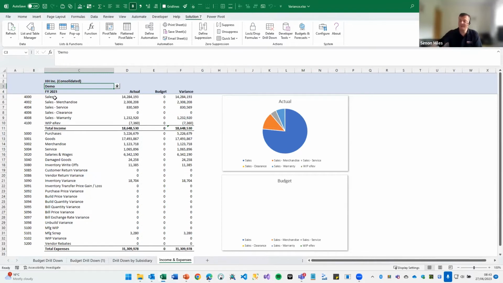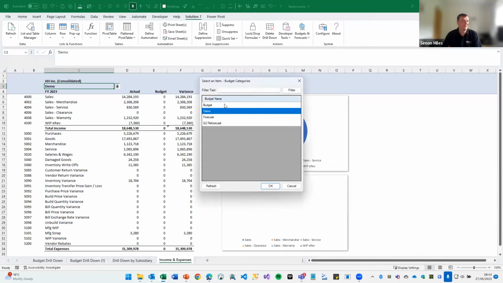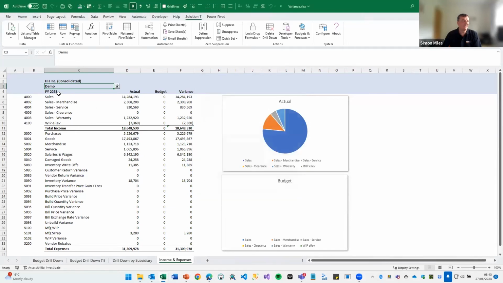If I had a budget category per year, for example, or lots and lots of budget categories for whatever reason, I'd be having to change the budget category that I'm referencing, as well as changing the period or the year that I'm referencing. So either works.